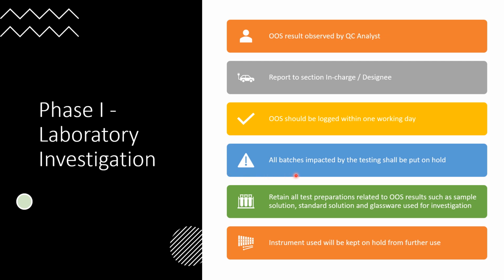And then all batches impacted by the testing shall be put on hold. So after the OOS result is observed, all batches impacted by the OOS result shall be put on hold for further processes, right? And then retain all the test preparations related to the OOS result, such as sample solutions, standard solution, and glassware used for the investigation. All analytical preparations, including used pipettes, volumetric flasks, or anything used during the analysis, shall be kept aside so they can be helpful during the investigation, right? Next, the instrument used will be kept on hold for further use, to evaluate the system performance as a part of the investigation.